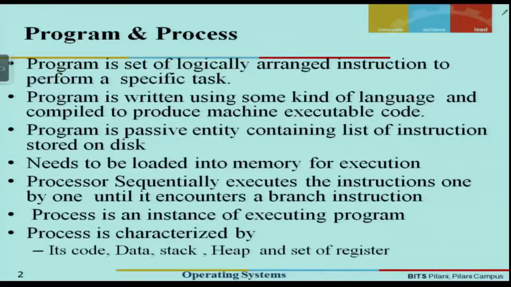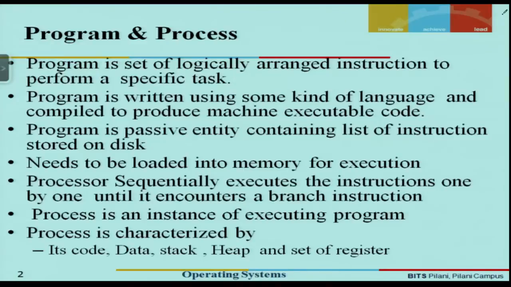We will discuss starting with a two state process transition diagram. Then we will extend it to a 3-state process transition, then extend it to a 5-state process transition. Finally, we will see a 7-state process transition diagram, which is the model which is predominantly used in most of the current day systems. So let us begin with defining what a program is.